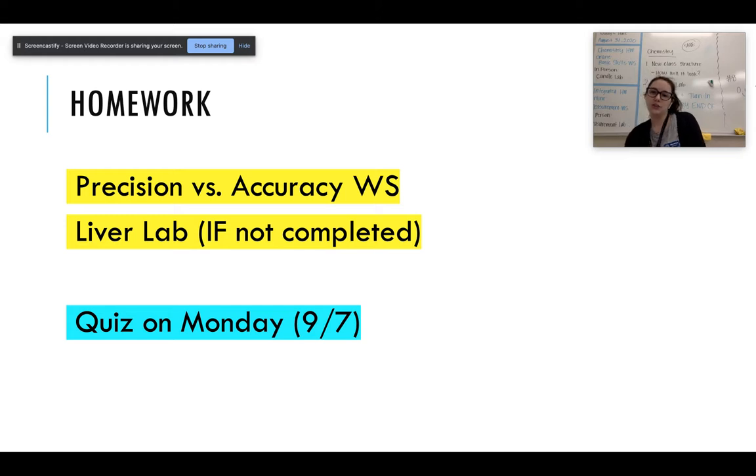You have a precision versus accuracy worksheet, and there's going to be a quiz on Monday. The quiz on Monday is going to cover the notes that we've gone through so far, and so make sure you're there, and we're going to talk about our expectations when we're doing the quiz as well.